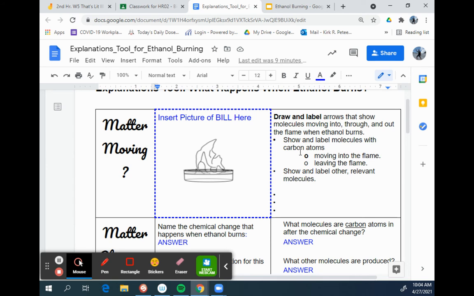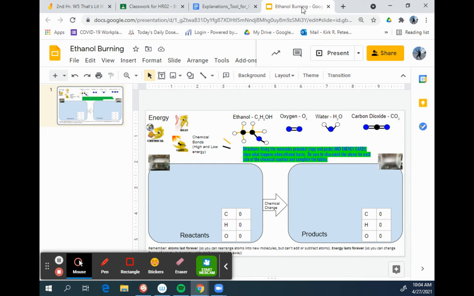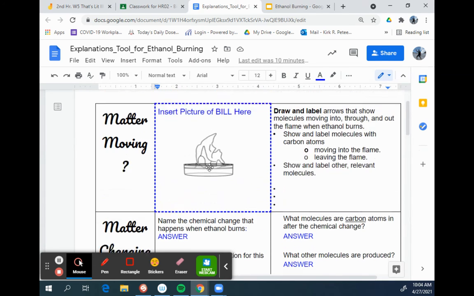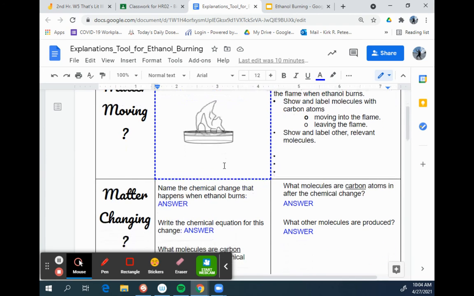What do you need to have in this picture? Well, now you should know, based on the Google Slides especially, what's going into the flame and what's coming out of the flame. So you should have a pretty thorough drawing showing what's going into the flame, what's leaving the flame, and any other molecules that might be involved. So that will be your first task. So a good drawing there that goes into that. That'll eventually be photo taken and then uploaded.